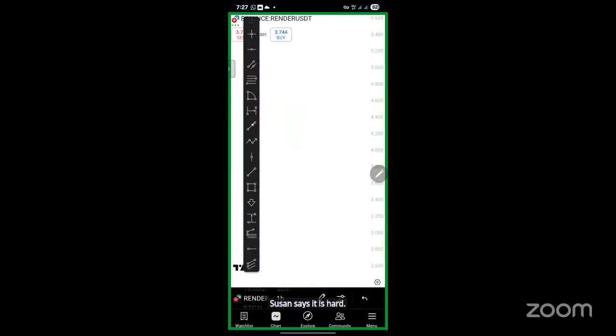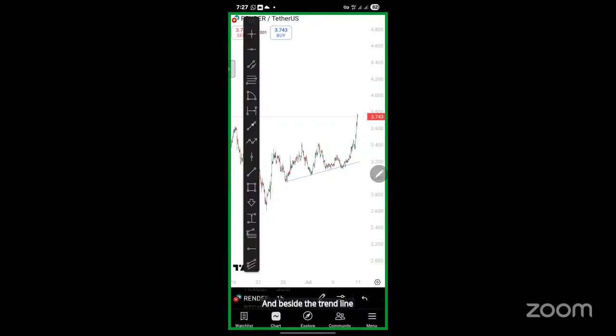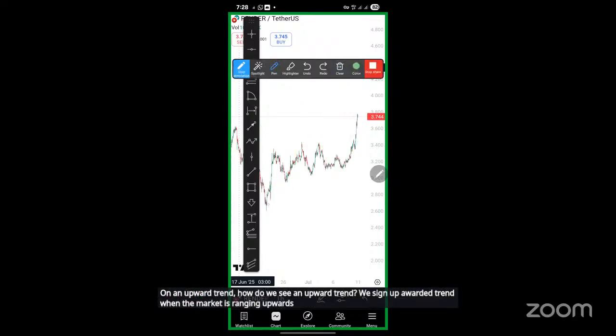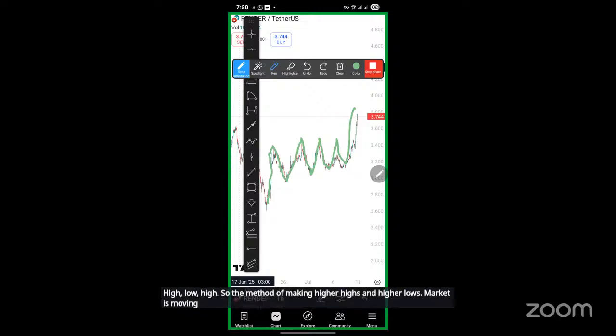Let's do it again. Caesar, we said we are drawing trend lines, and the trend line can be drawn on an upward trend. How do we see an upward trend? We see an upward trend when the market is moving upwards, for example, low, high, low, high, low, high. So the market is making higher highs and higher lows. The market is moving on an upward trend, okay?